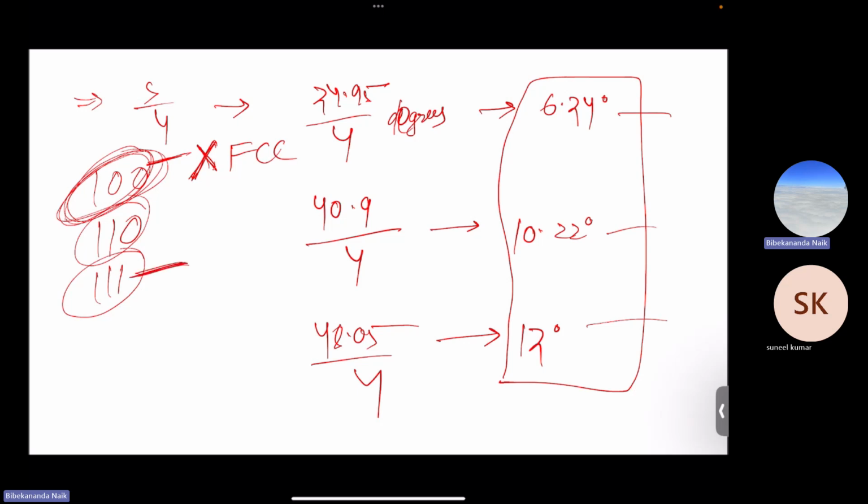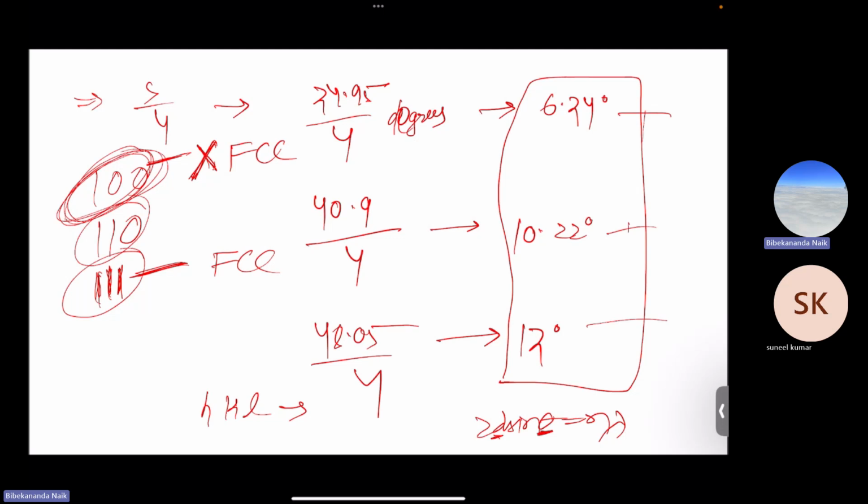In FCC, the first peak corresponds to 111, not 100, 111. Since the HKL values are changing, the values of theta will also change, because 2d sin theta equals n lambda is the formula. Here lambda is the same, so for a particular value of n, depending upon the value of d, theta will change.